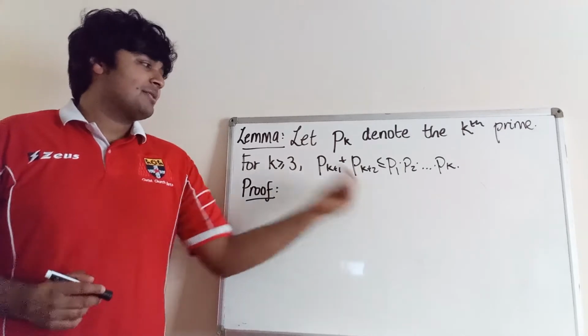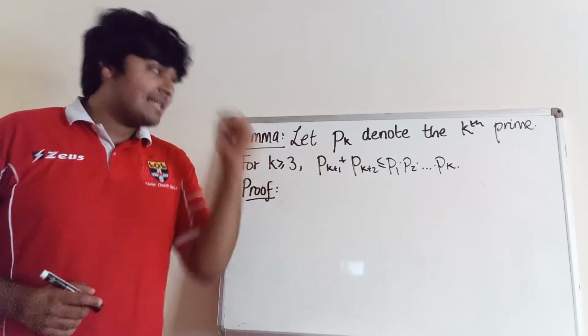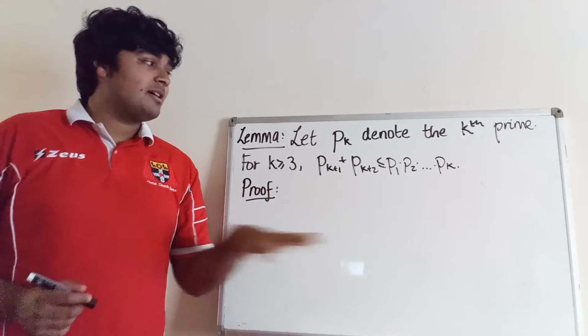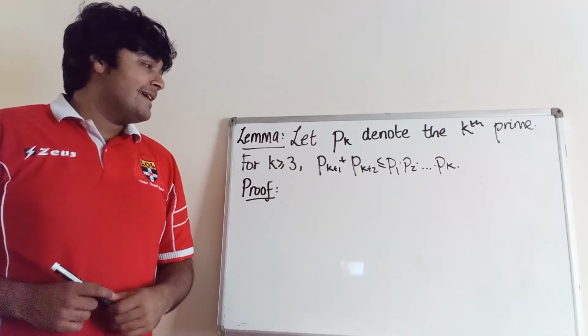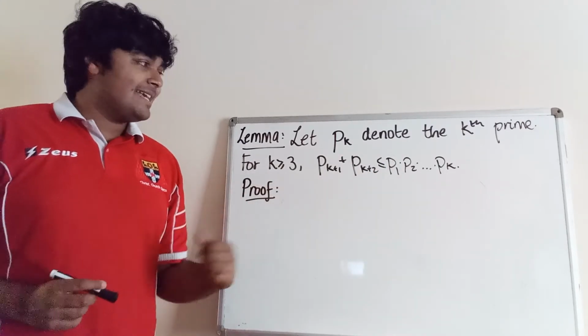the following inequality holds. p(k+1) plus p(k+2) is less than or equal to p1 times p2 times so on, all the way up to pk. Now, let's get into the proof.